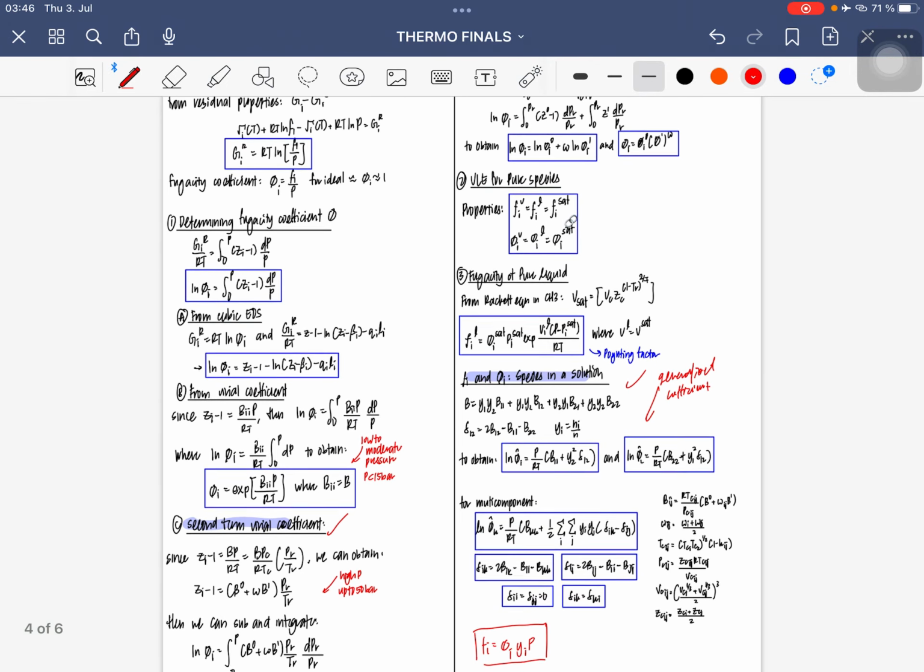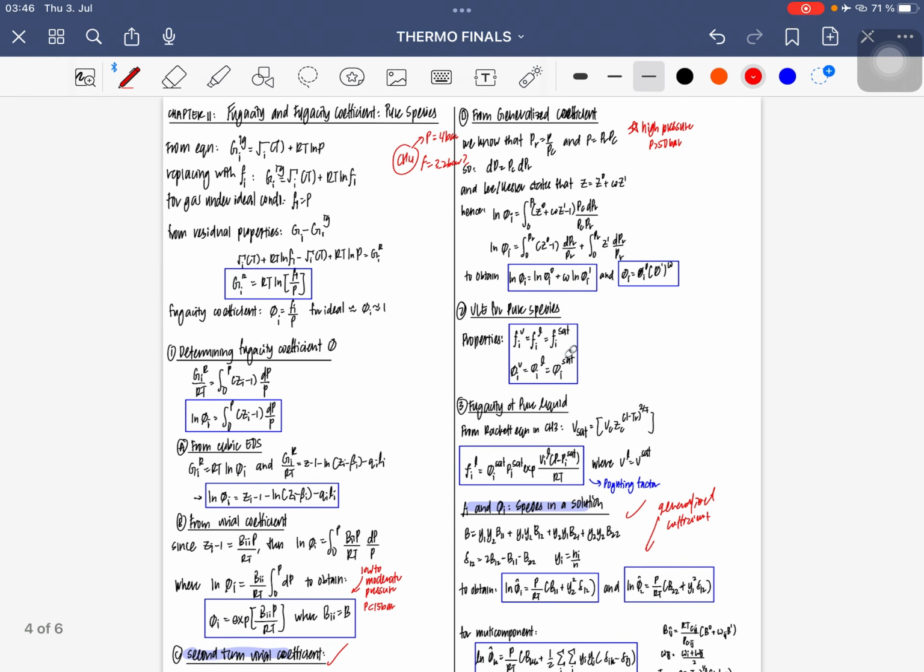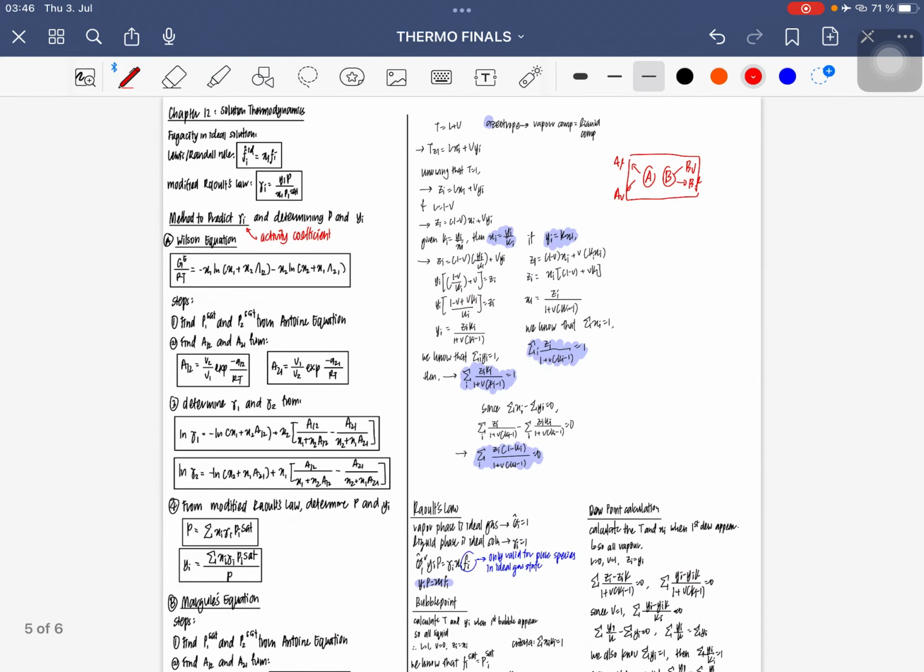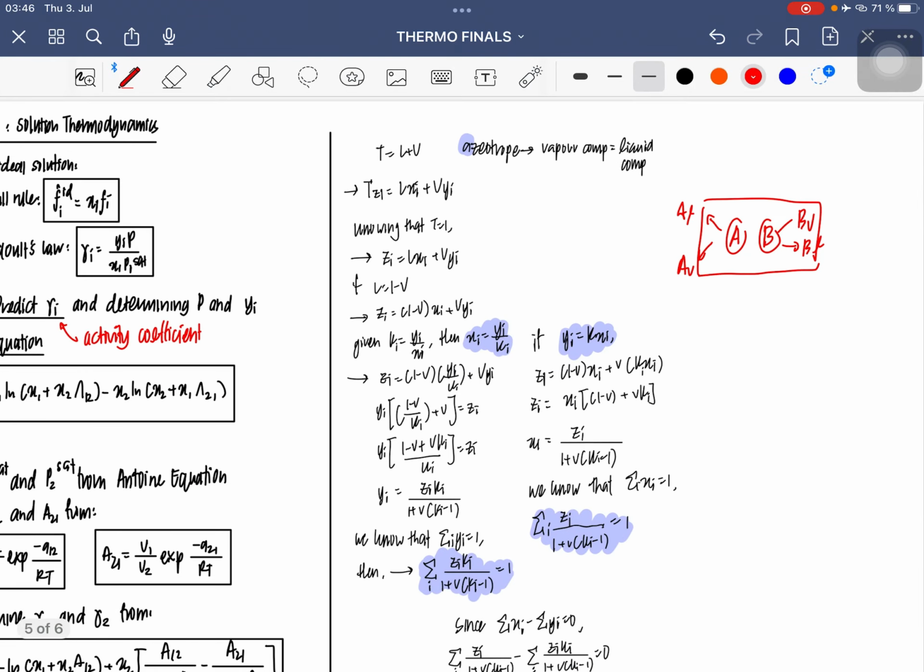Damn, how does one even become a thermodynamics lecturer at this point? Because how do you even explain this concept? Yeah. Okay.